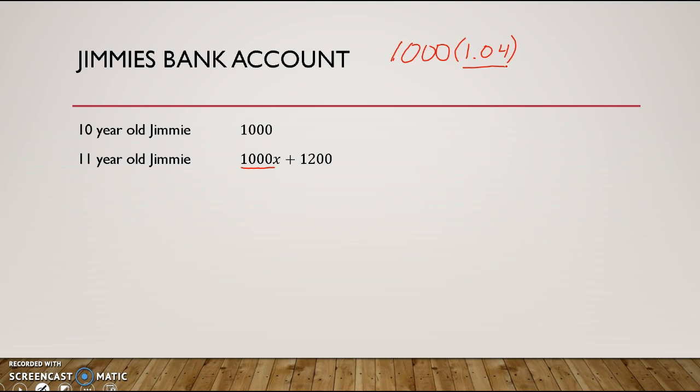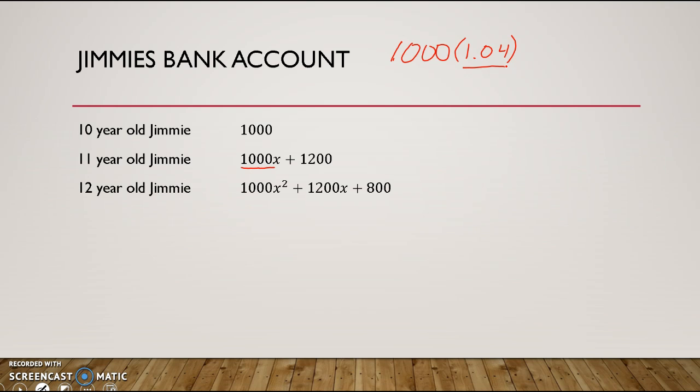Plus, his rich uncle gave him another $1,200. And so Jimmy in his bank account doesn't have like a little box that sits there that has this money in it. What he has in the bank really is this polynomial that is 1,000x plus $1,200.